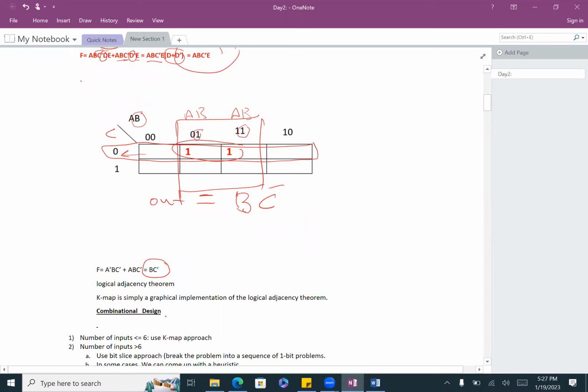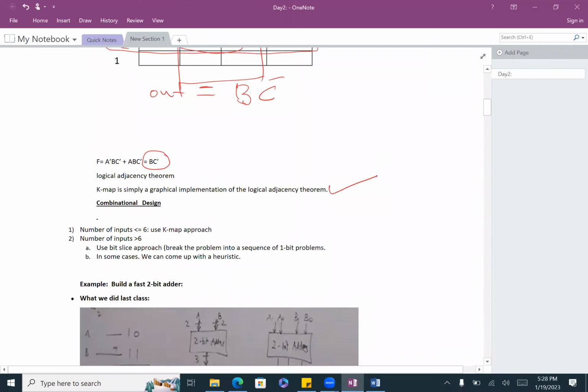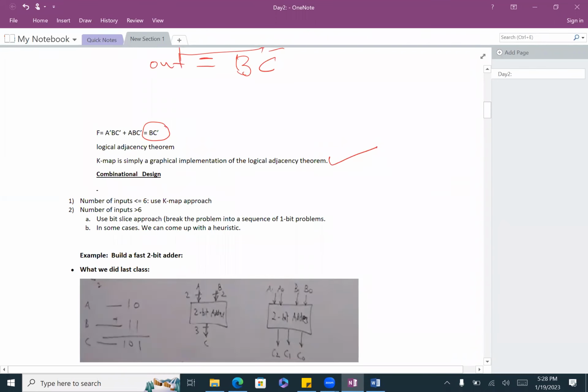K-map is simply a graphical implementation of logical adjacency theory. The theory is, when you have two logic values next to each other that are not changing, we keep them. If they're changing, we can eliminate them. That's the theory, really. Is there any questions so far? It's a simple K-map here. When you have 16 cells, it's going to be more complicated, and we will go over some examples.